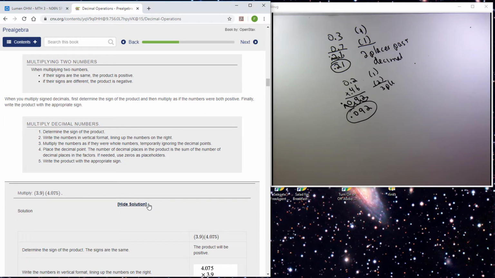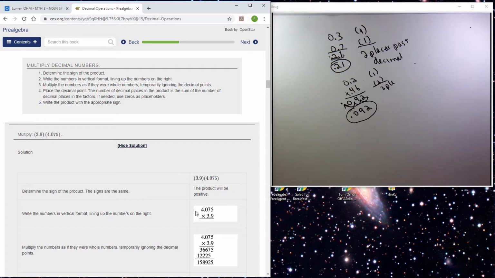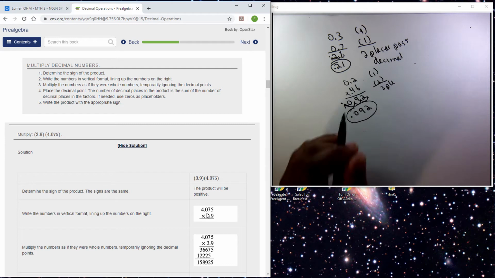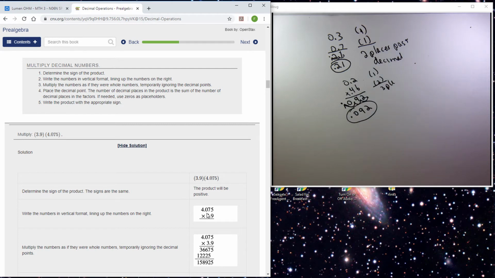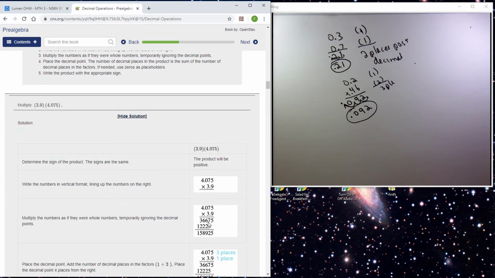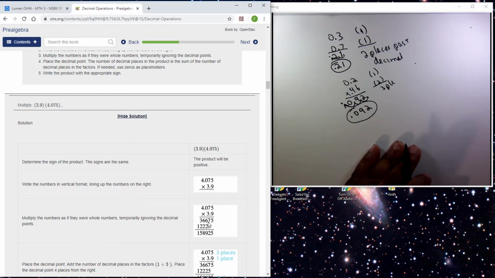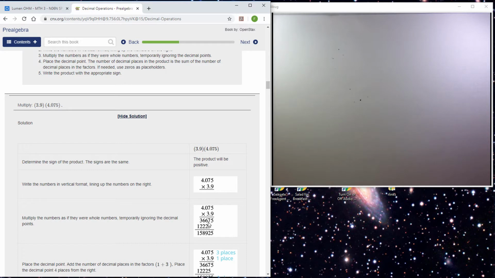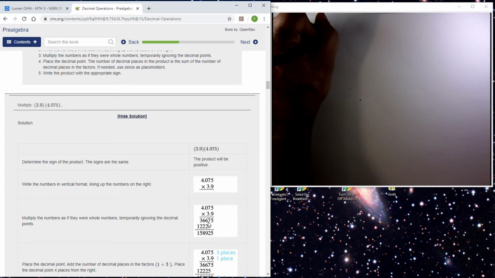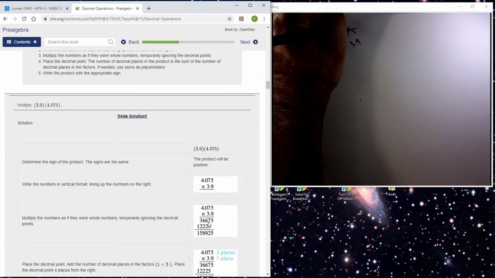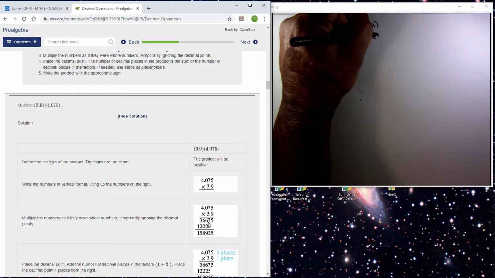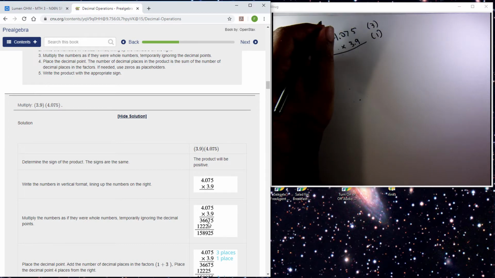Let's look at some more examples here. So when they set this up, they didn't have to go ahead and add any placeholders in here. You just count the number of places past the decimal and multiply it as if they were whole numbers. So if I have 4.075 times 3.9, I see I have 3 places past the decimal here, and I have 1 place past the decimal. Then I multiply as if they were whole numbers.